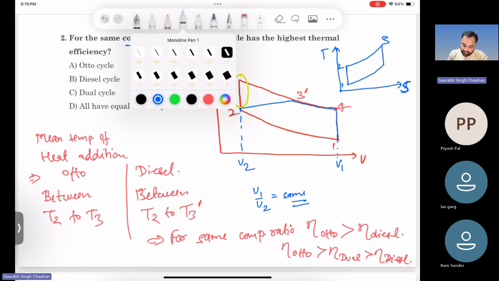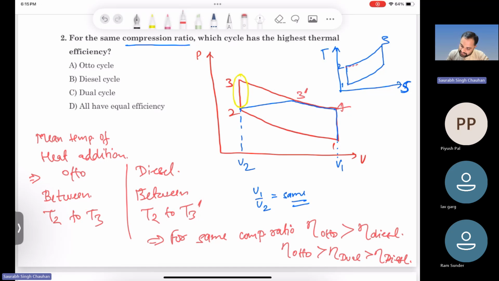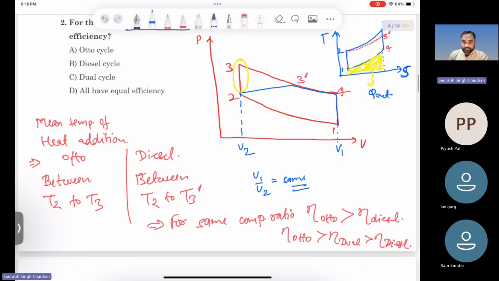And for the diesel cycle it will be constant volume. So constant volume lines will be a little below this line. So this is 3 dash. Here you can see that heat rejection is the same in both cycles. This yellow part is heat rejection, this is Q out.